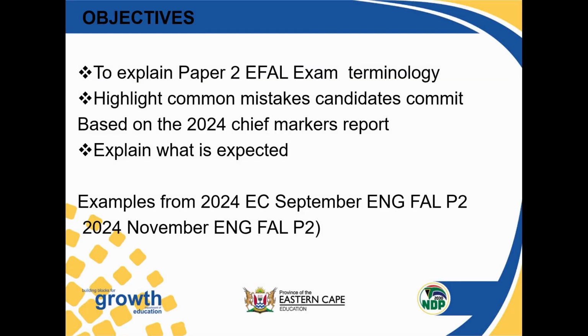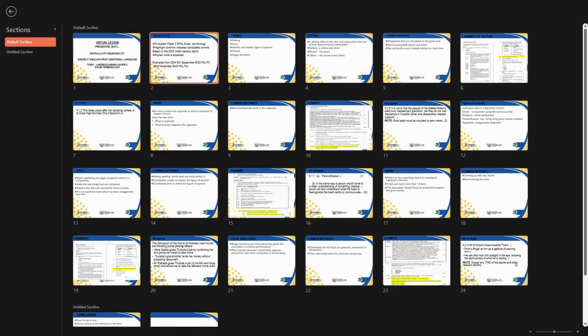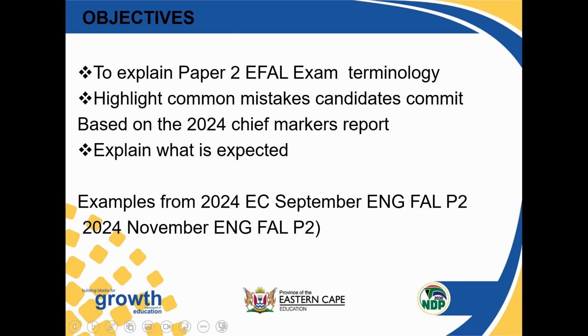In this lesson, I'll be explaining to you the terms that are used in English FAL exam papers and highlighting the common mistakes that candidates commit, which are based on the 2024 Chief Markers Report. And also I will explain what is expected. The examples that I'll be using, I have taken them from the 2024 September English FAL Paper 2 and the November English FAL Paper 2. Now let's look at the terms.